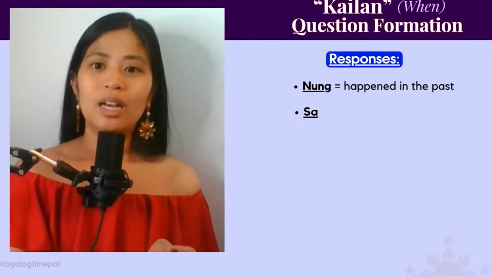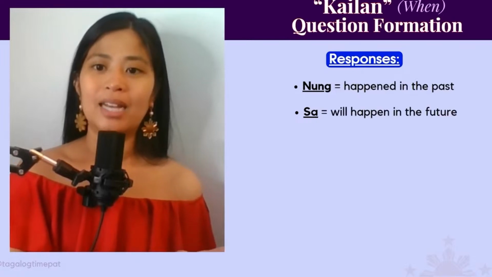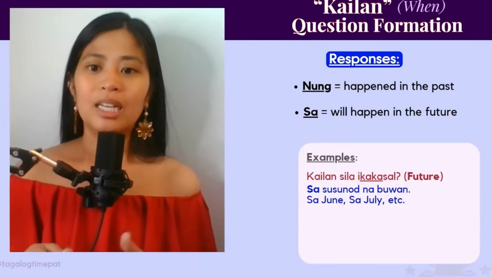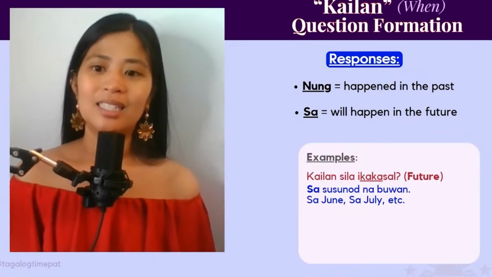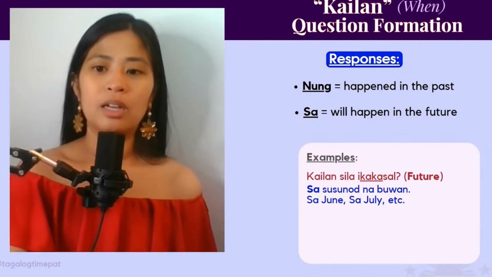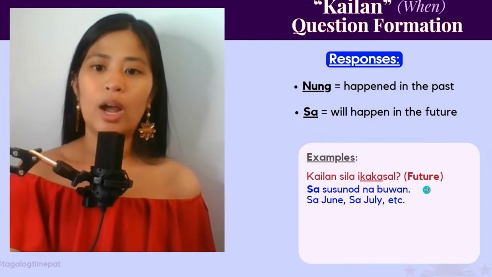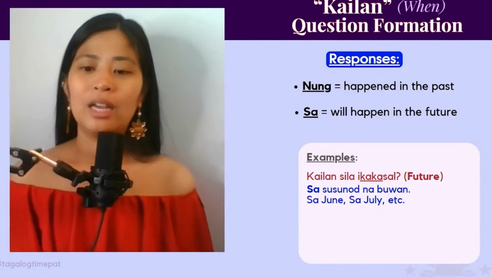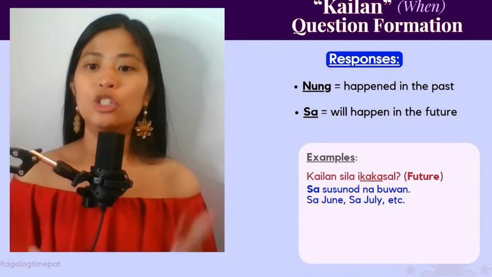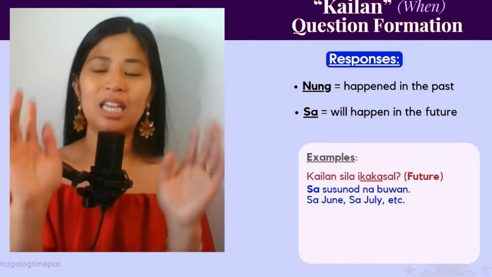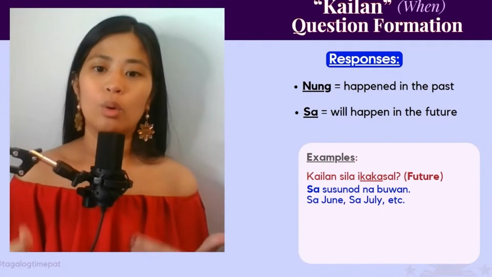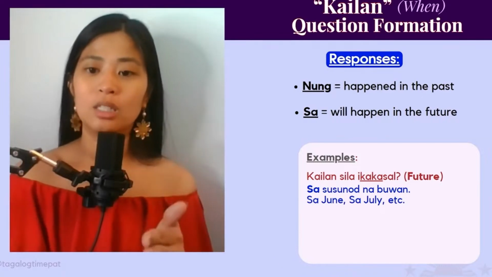So nung means something happened in the past. Sa means something will happen in the future. So for example, kailan sila ikakasal? When will they get married? The response, sa susunod na buwan, next month. So sa July or sa June, in June or in July. But sa is thinking of the future. When are they getting married? Next month or in June, in July. So sa is the future.